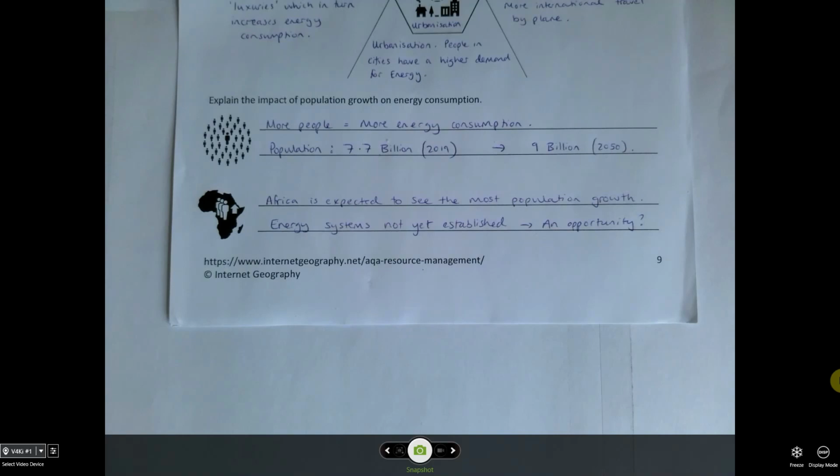But Africa is going to see its population increase significantly in the form of billions of more people. What this means is, as well as that driving up consumption, it also offers an opportunity in so much as the energy systems and the way people use energy in Africa is not really yet that well established. Therefore, there's an opportunity to think about actually how do we do that in such a way that's going to be quite kind to the environment, it's going to be quite sustainable.